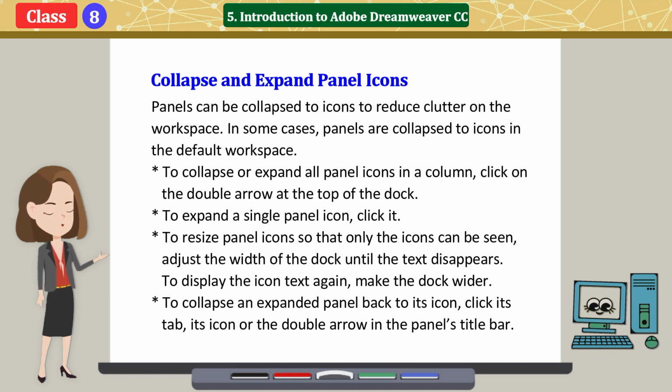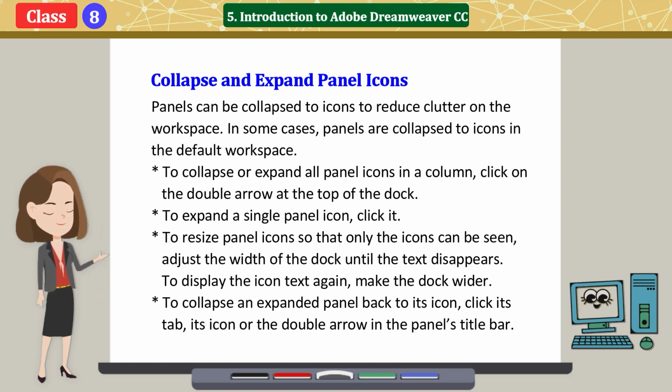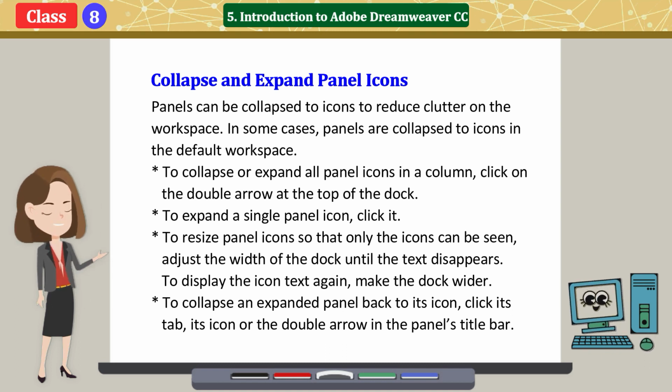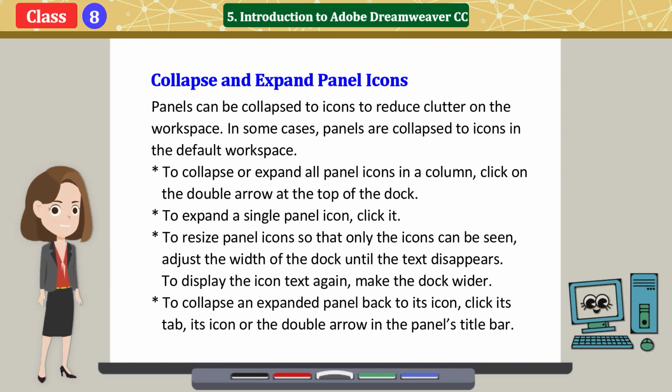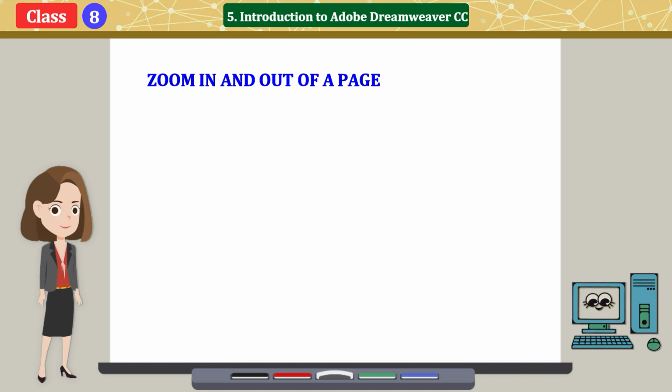To resize panel icons so that only the icons can be seen, adjust the width of the dock until the text disappears. To display the icon text again, make the dock wider. To collapse an expanded panel back to its icon, click its tab, its icon or the double arrow in the panel's title bar. Zoom in and out of a page.